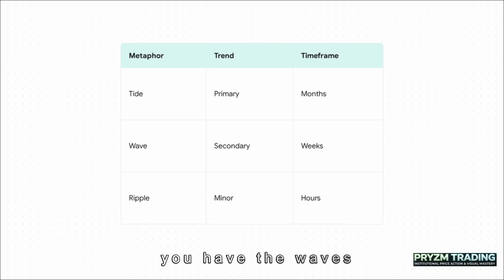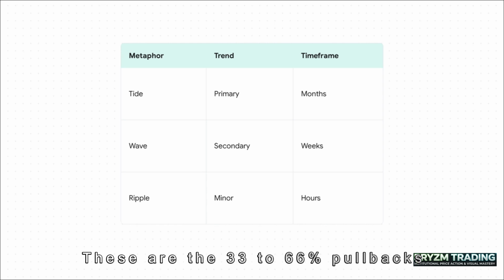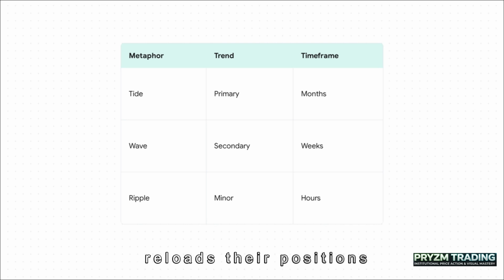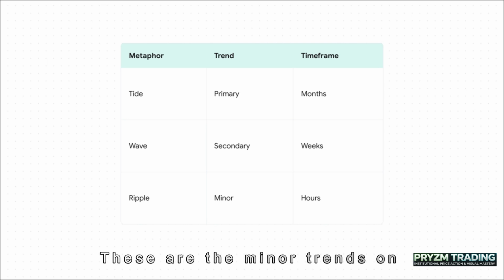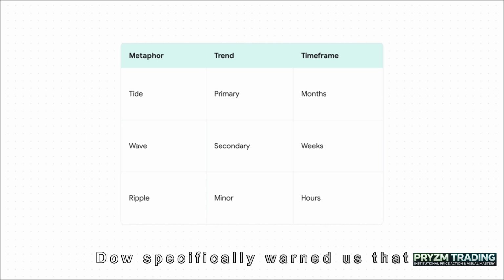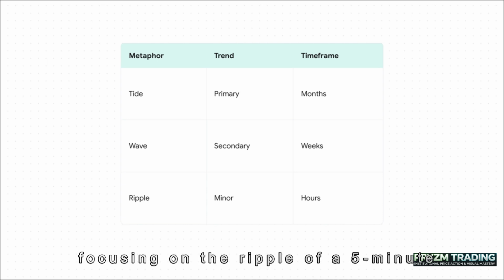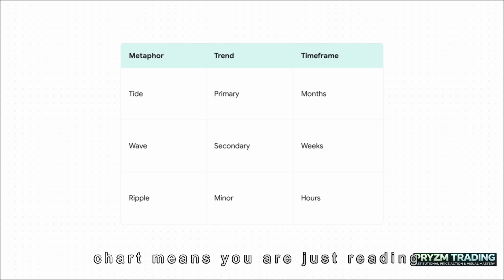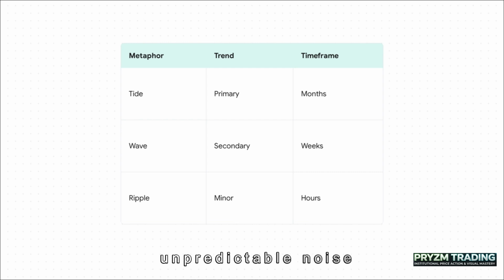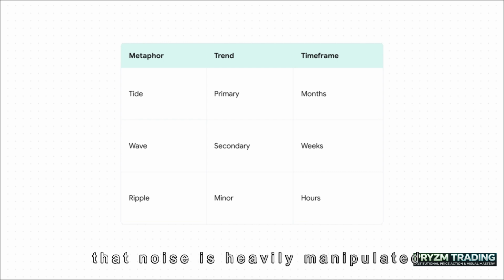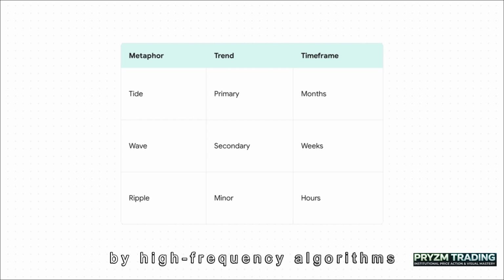Within that tide, you have the waves, or secondary reactions. These are the 33 to 66% pullbacks. This is exactly where smart money reloads their positions. And finally, you've got the ripples. These are the minor trends on those hourly or minute charts. Dow specifically warned us that focusing on the ripple of a 5-minute chart means you are just reading manufactured, unpredictable noise. And today, that noise is heavily manipulated by high-frequency algorithms designed specifically to hunt your stop losses.